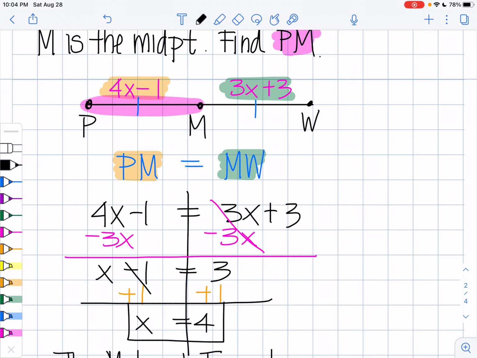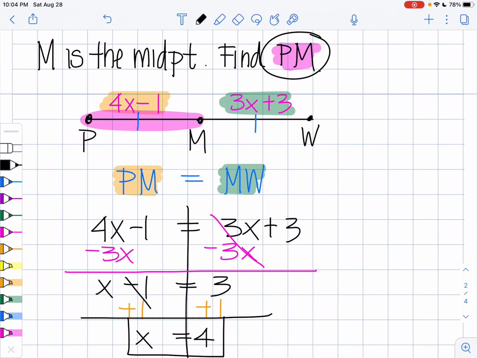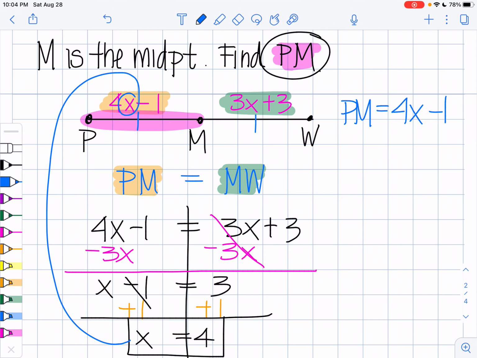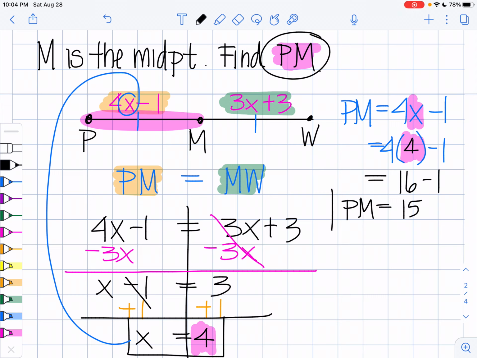Okay, but that's not my final answer because they want me to find PM. To find PM, I have to take this 4 and plug it in where I have an x. PM is represented by 4x minus 1. But remember, x is equal to 4. So right here, because x is equal to 4, I'm putting a 4. 4 times 4 is 16. 16 minus 1 is 15. So PM equals 15.